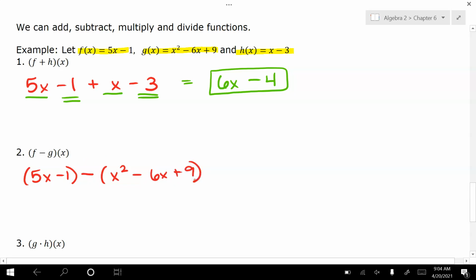Now you don't have to do this, but I recommend this so that you can think about, okay, if I take this negative and I distribute to the inside of that second parenthesis there, it's going to change all of those signs. And the biggest mistake that I see happen here is that kids forget that, and then they end up just adding the terms together, and they get the wrong number, they get the wrong sign. So this becomes 5x minus 1 minus x squared plus 6x minus 9. So all of those second terms changed signs.